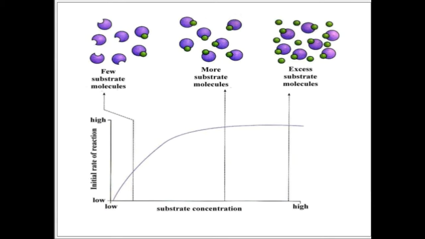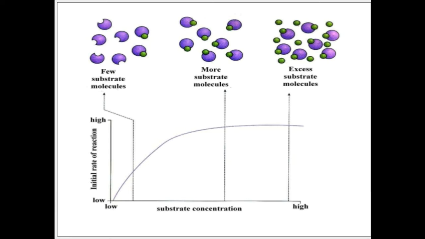As the concentration of the substrate increases, there are still a lot of free active sites of the enzyme. So the substrate can fill any active site. When they reach the maximum enzyme activity, all of the active sites are now filled with the substrate.